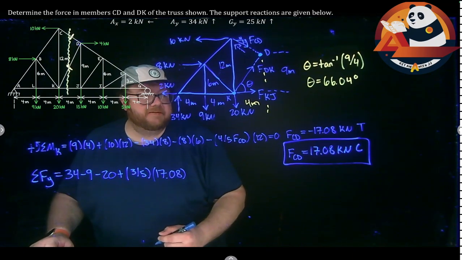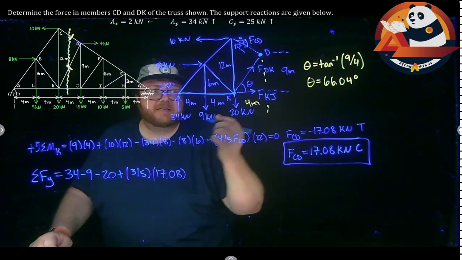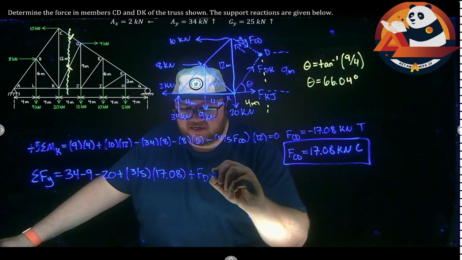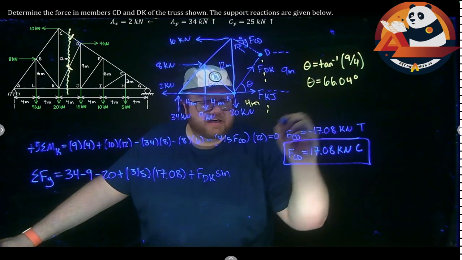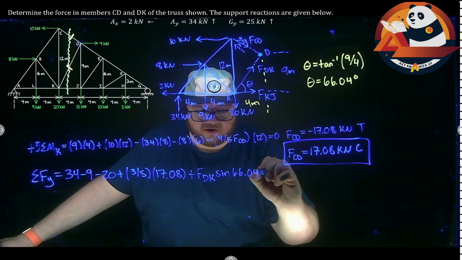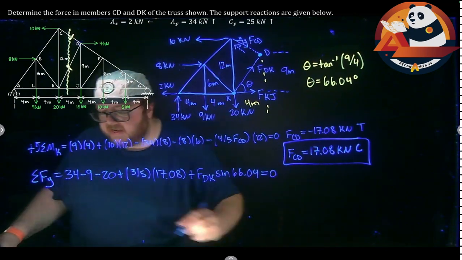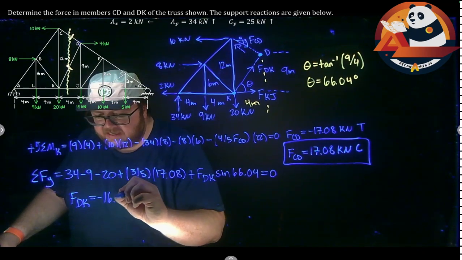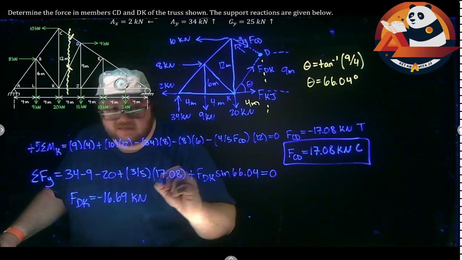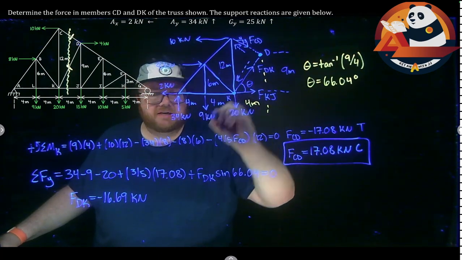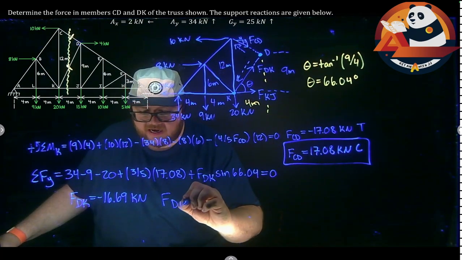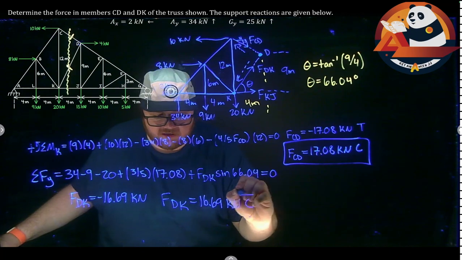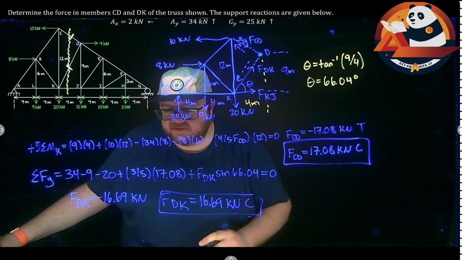3/5 of 17.08, plus my next one, FDK, my last unknown, FDK sine theta, sine 66.04, gets us to 0. If I solve for FDK, I get that FDK is negative 16.69 kilonewtons. That negative means we're in compression here. FDK is really 16.69 kilonewtons, and we are in compression.